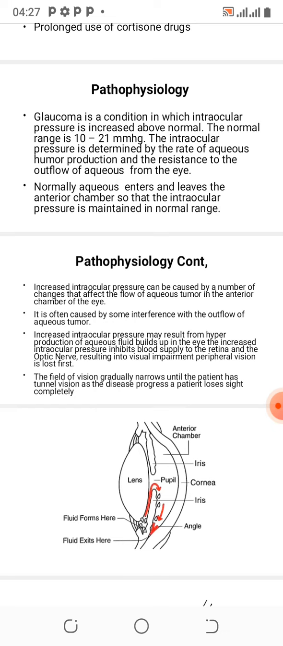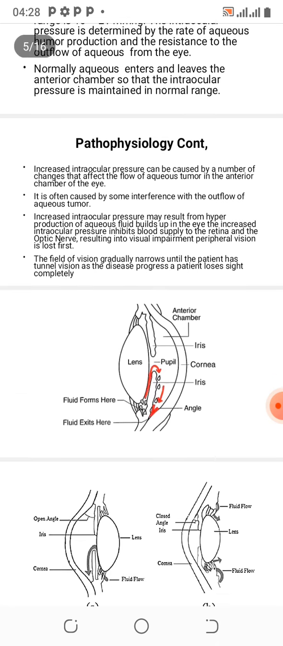Peripheral vision is lost first. So peripheral vision is the one which is lost first. The field of vision gradually narrows until the patient has tunnel vision. As the disease progresses, the patient loses sight completely.